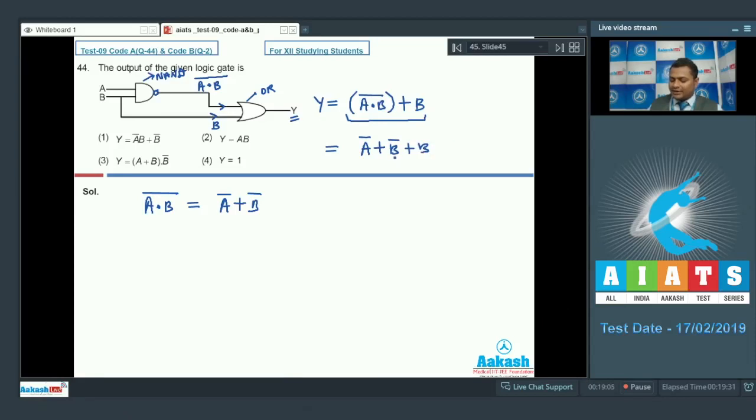Now we know that A plus A complement or B plus B complement always gives us output 1. So the expression reduces to A bar plus 1, and if we do the OR operation with 1, then we always get 1. OR gives output high value every time if one of the inputs is 1. So that's why 1 will be the final answer. So we'll proceed with the fourth option, that is correct. So y equals 1. Now let us proceed to the next question, that is 45.